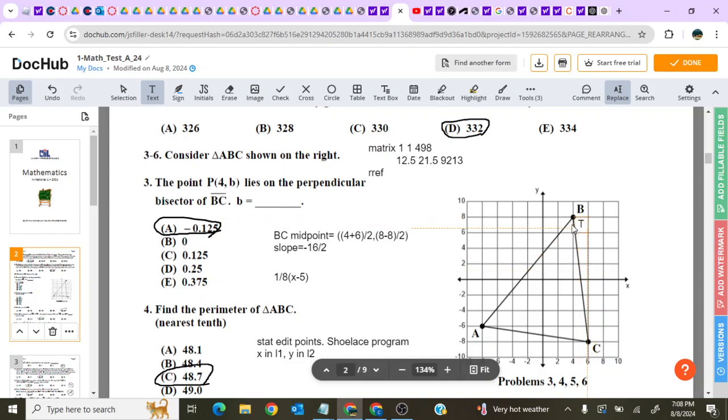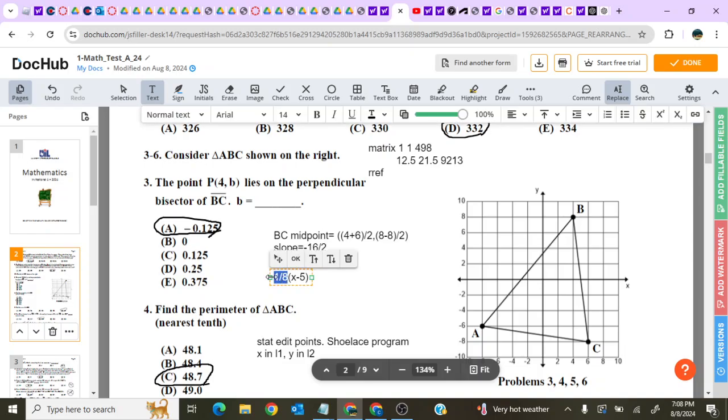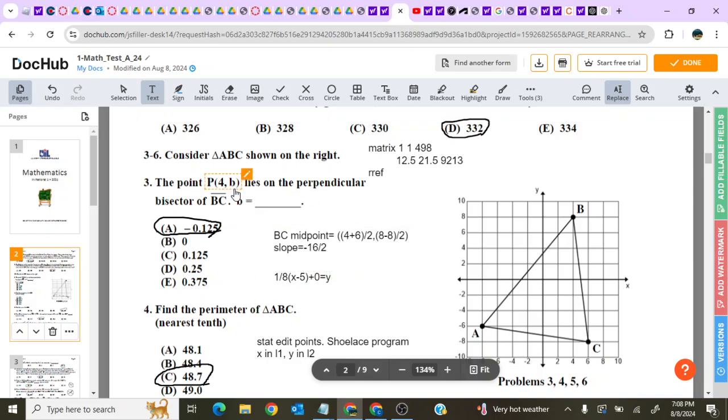So now that we have our point, we need to figure out our slope that will be taken perpendicular of. Well, it goes down 16 and over 2, so the slope is negative 16 over 2, or negative 8. To make a perpendicular bisector, you have to take the reciprocal and multiply by negative 1. So 1/8 x minus 5 plus 0, basically, is equal to y. And then plug in 4, and you get negative 0.125.